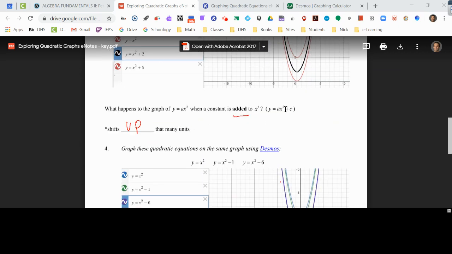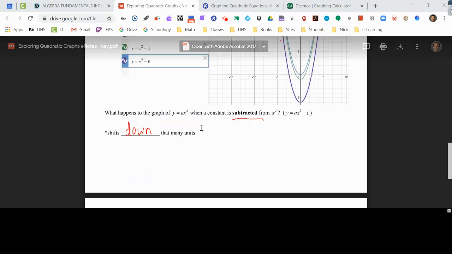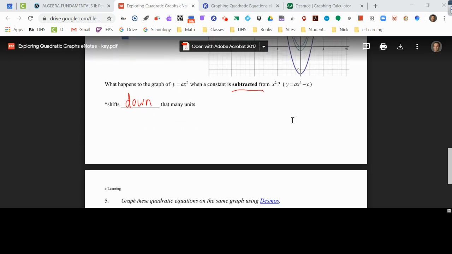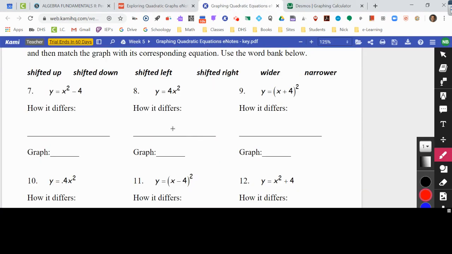You can see here, if something is added to it afterwards, it's going to shift up. And if it's subtracted, it's going to be shifted downward. So if it's x squared minus 4, that means it's going to be shifted down.